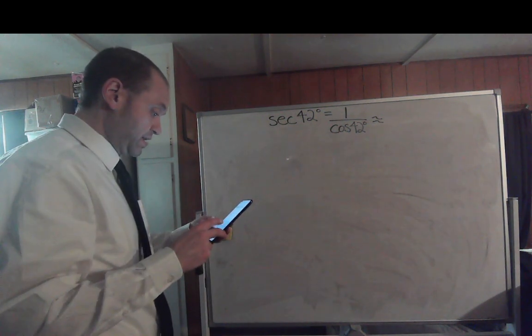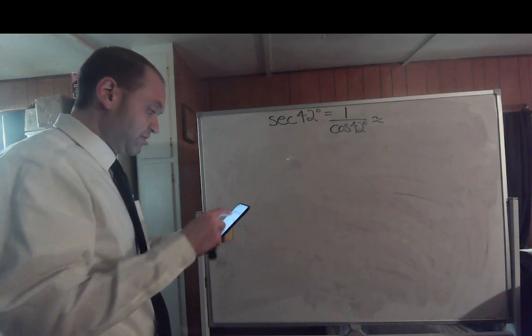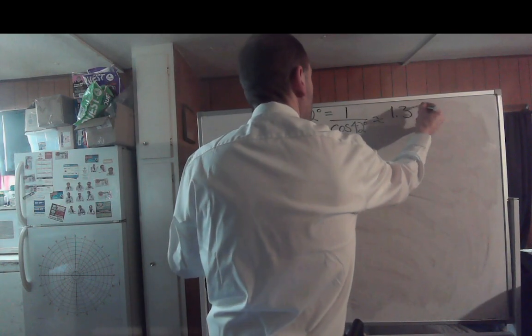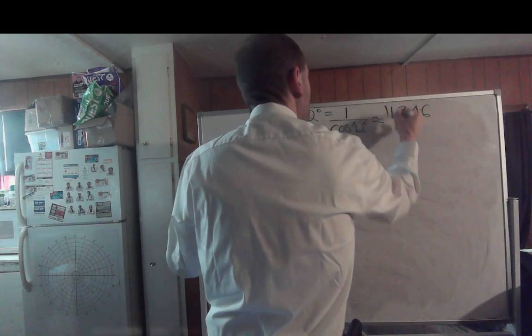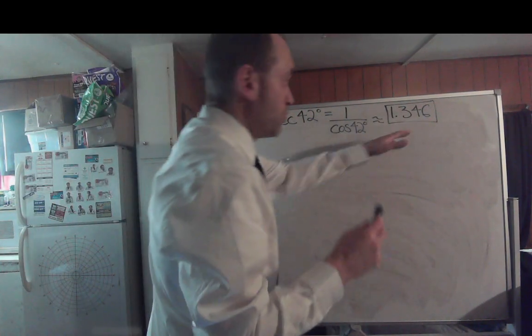So let's do this here. The cosine of 42, take 1 and divide it by that, you get about 1.346 for your answer. So the secant of 42 is about 1.346. All right.